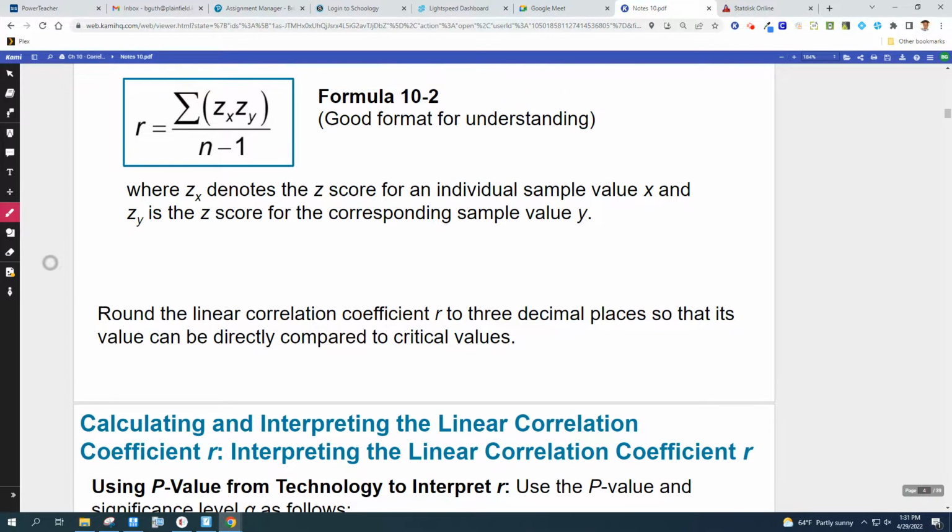And recall from last chapter when we found a z-score for an x number, we took our x number minus the mean, and then we divided that by the standard deviation of those x numbers. That's easier said than done, but that reminds me of stuff that we did last chapter. When we find the r, we want to round it to 3 decimal places.